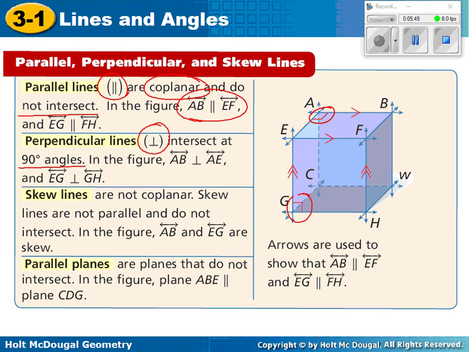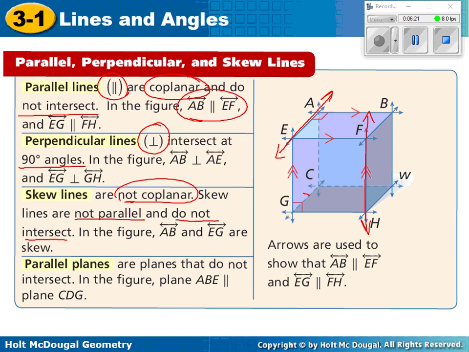Okay, skew lines. This is probably the new thing. Skew lines are not coplanar. They do not lie in the same plane. Skew lines are not parallel, but they do not intersect. So because they are not in the same plane, they are not parallel, even though they don't intersect. Parallel lines have to be in the same plane. So an example of skew lines would be something like AE and FH.